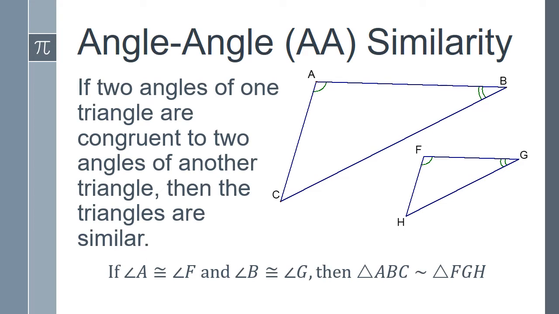So angle-angle similarity, or what we just call AA similarity, is if two angles of one triangle are congruent to two angles of another triangle, then the triangles are similar. So if angle A is congruent to angle F and angle B is congruent to angle G, then triangle ABC is similar to triangle FGH. We don't have to know anything about any of the side measurements. We know automatically, because of the way triangles are designed, that those two triangles are similar.